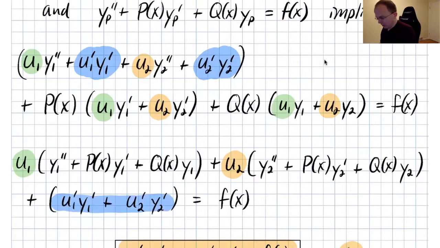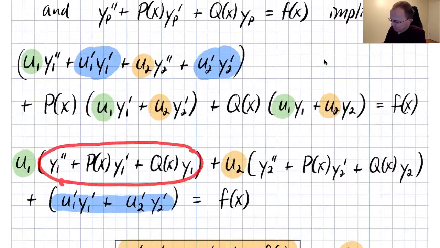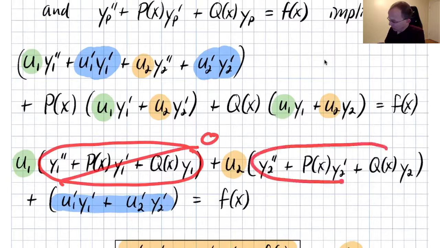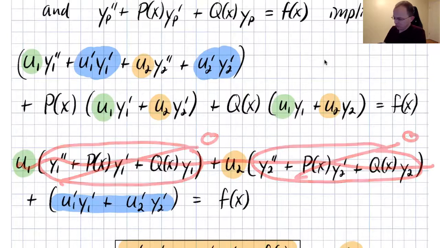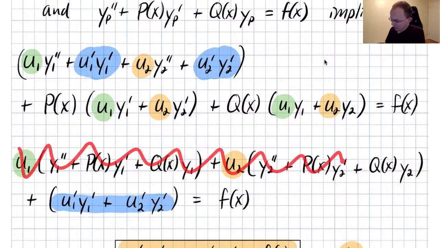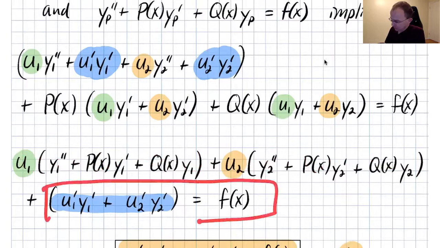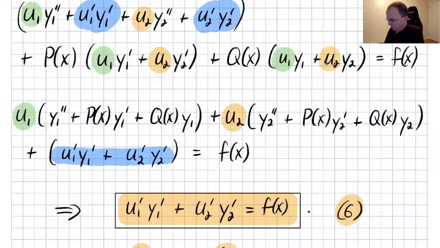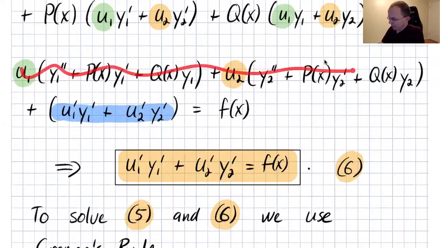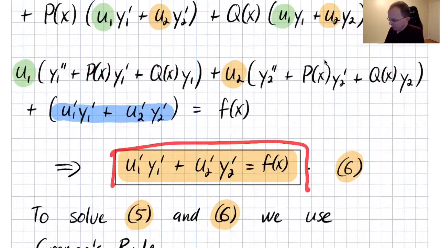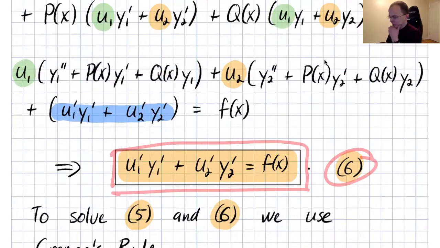And now we can use our assumption that y1 and y2 are both solutions of the homogeneous equation, which means all of this stuff in parentheses, that's 0. All of this stuff in parentheses, that's also 0. So all of this just goes away, completely gone. And we're left with a much simpler equation like that. Once we get rid of all this stuff, we're left with this equation right there, and that's equation number 6.